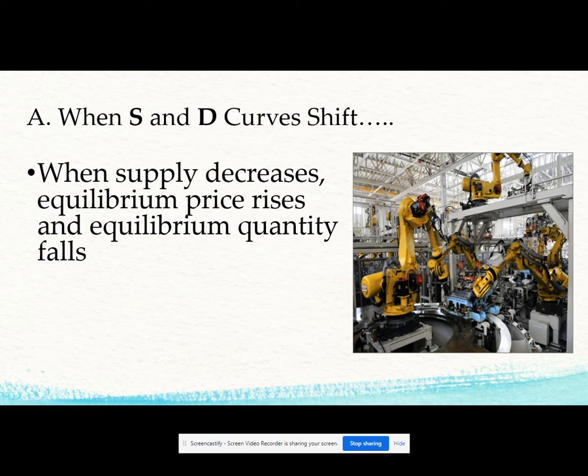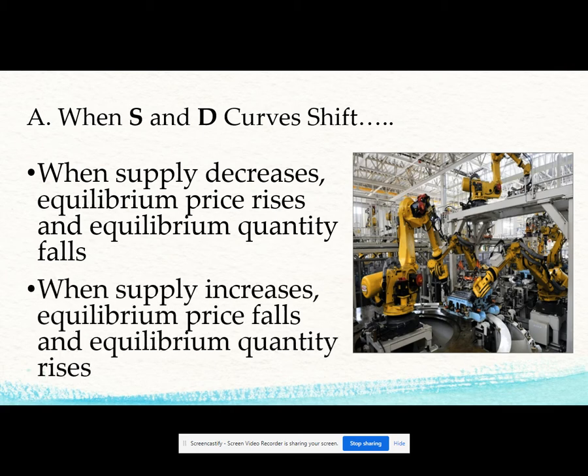Okay, so equilibrium price is going to go up, and of course the quantity goes down. If there's less being supplied to the market, then that equilibrium quantity is going to have to go down. Vice versa, if supply were to increase for some reason, maybe there's more producers of something, the equilibrium price is going to fall, and the equilibrium quantity is going to rise. We see this all the time.